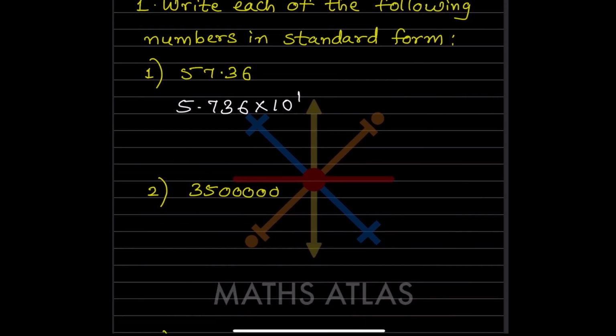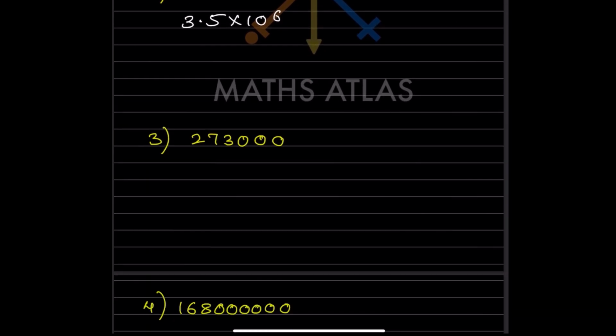Now here again we are going to put a decimal, because we cannot take 35 as it will be more than 10, so that will be 3.5. And after that, how many digits do we have? 1 2 3 4 5 6. So we write 3.5 into 10 raised to 6. Now look here, if you put a point over here, 1 2 3 4 5, so we write 2.73 into 10 raised to 5.